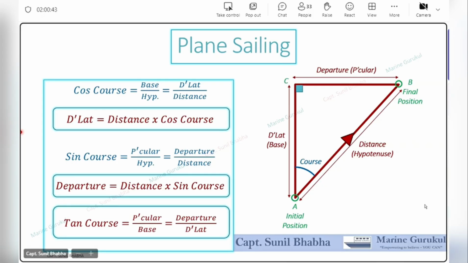But when you are doing plain sailing, these two positions are not on the same parallel. So departure here will not be equal to the distance. Here the departure is basically telling us that on a Mercator chart, how much A and B are far apart in the easterly-westerly direction. That's it. Understood, sir. Okay, beta. Great. Let's move ahead.